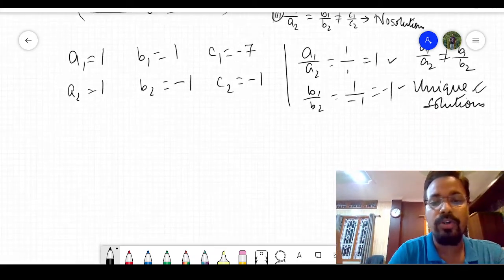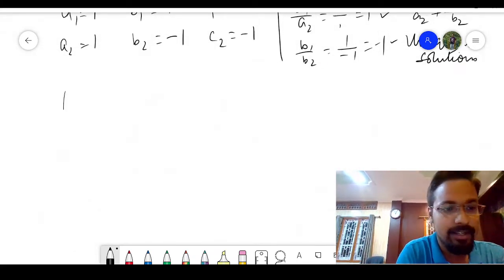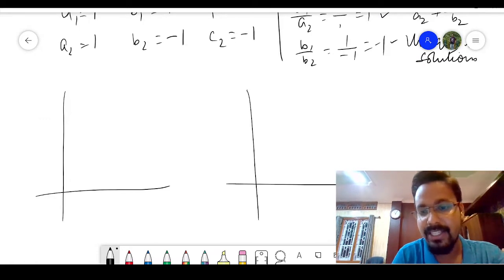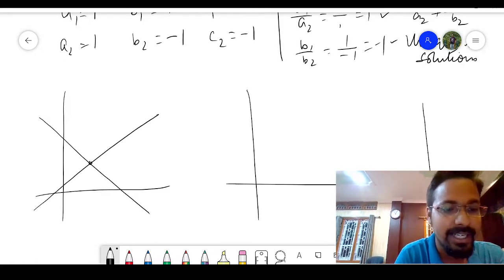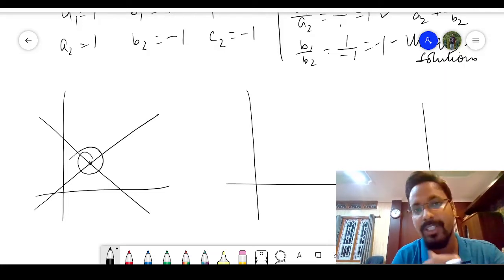So suppose we draw a graph. Let us take 3 graphs and see what will happen in each case. For unique solution, we have seen that if there are 2 graphs, they will intersect at a particular point, and that will be the solution.